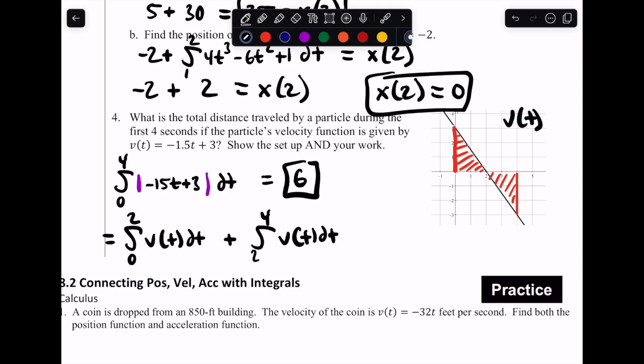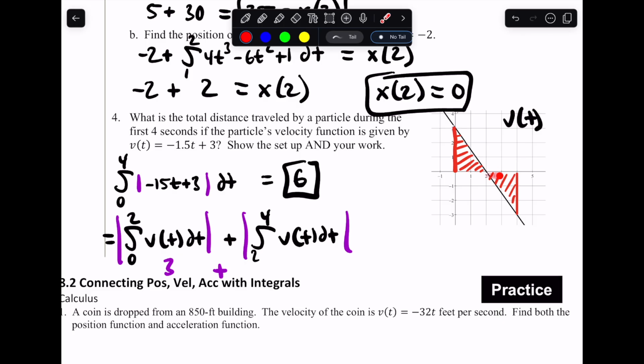Now, since we are trying to find the total distance traveled for this, we do want this absolute value to carry for both of these. So it would be the absolute value of this integral from 0 to 2 of v of t dt and the absolute value of this integral from 2 to 4 of v of t dt. Taking a look over here at the actual function, we see that we've got a triangle that has a height of 3 and a base of 2. So the area of that triangle is going to be 1/2 times 3 times 2, which is going to be 3 units. That is already positive, so it's going to stay positive because of that absolute value.